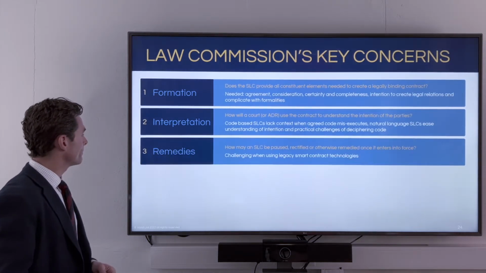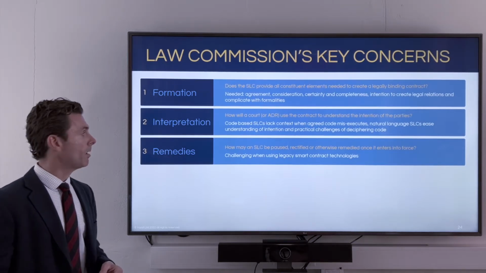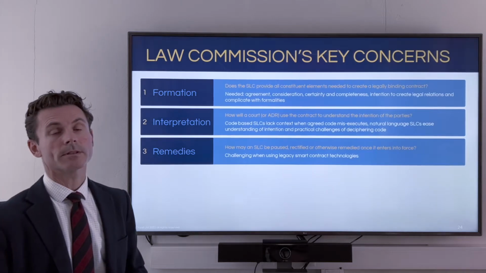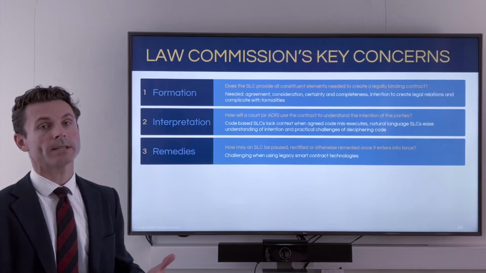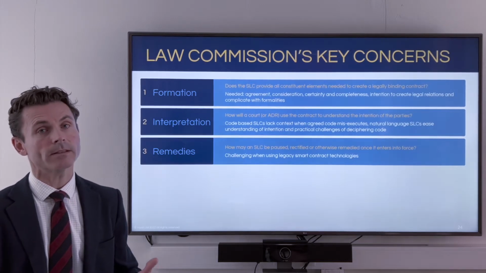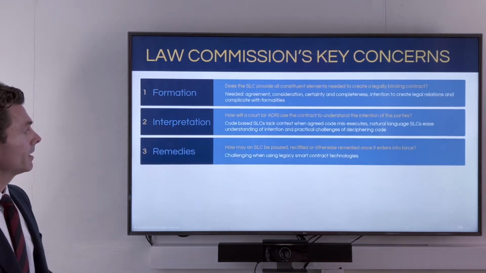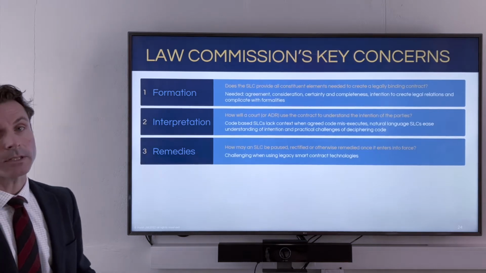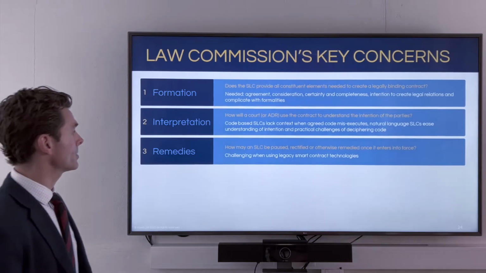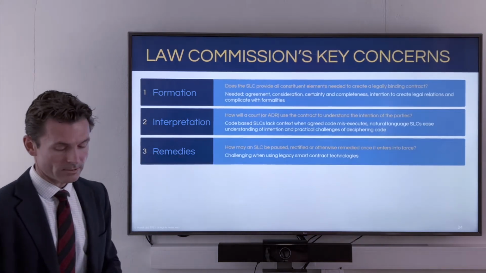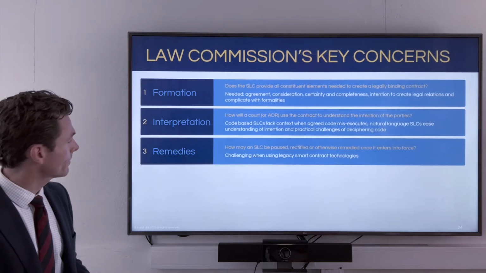The third concern they have has to do with remedies. How can an SLC be paused or rectified or otherwise remedied once it enters into force? So basically, a court has a guaranteed right to be able to interrupt the execution of any legal agreement that it sees fit to interrupt, and to rectify it, to change that agreement. Additionally, how do counterparties to an agreement decide to change things? The fatalistic nature of smart contract execution challenges that. So the Law Commission said, this is an area of concern of theirs, but it can be addressed.